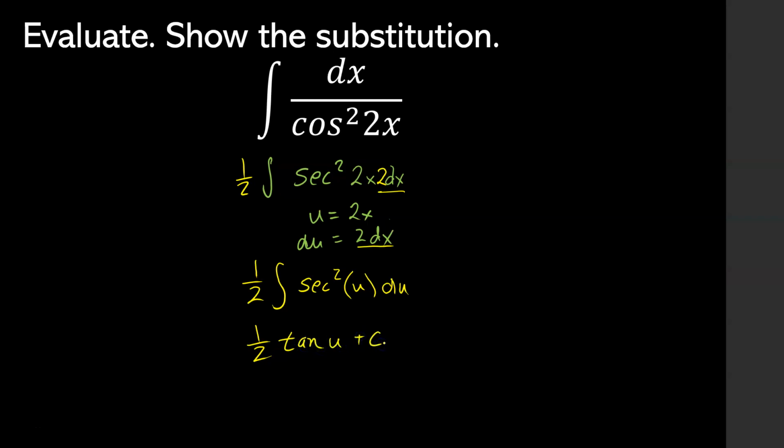The antiderivative of secant squared is tangent, and all we have to do is get back to x as we started with, so u becomes 2x.